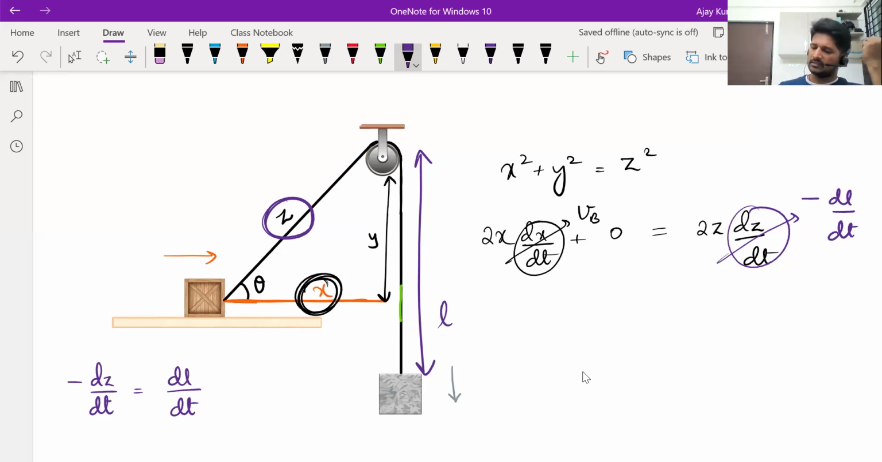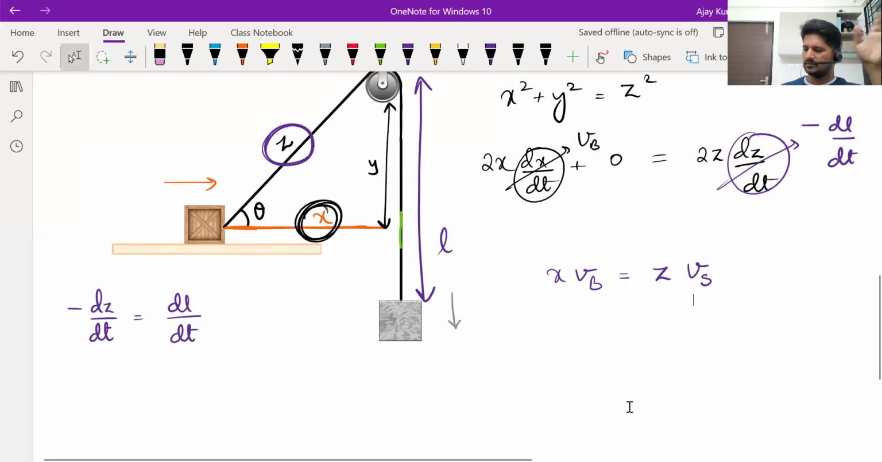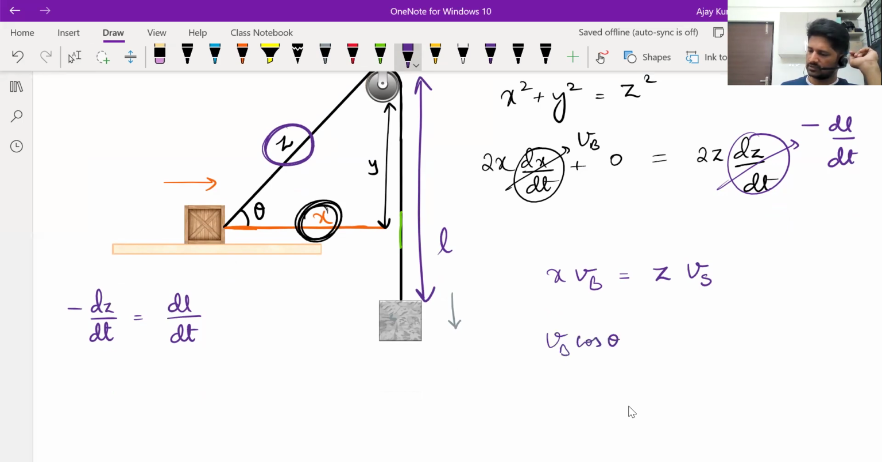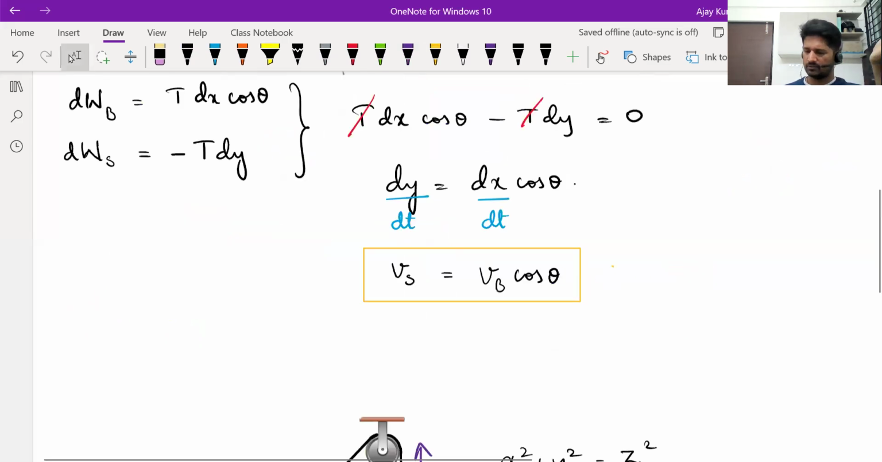And dl by dt is nothing but speed of the stone, Vs. So 2 can be cancelled. X into speed of the box is equal to z into speed of the stone. We only want the magnitudes, ignore the minus sign. And x by z is nothing but cos theta. So speed of box cos theta is equal to speed of the stone. And that's what we got before also. Speed of stone is equal to speed of box into cos theta.